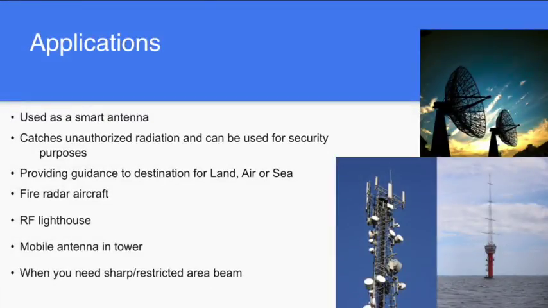There are some other applications too, like smart antennas, which are used to receive signals from multiple transmitters at different times and from different directions, so that you only have one reception.